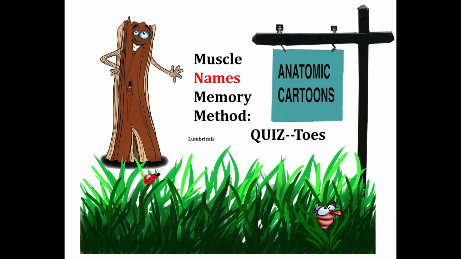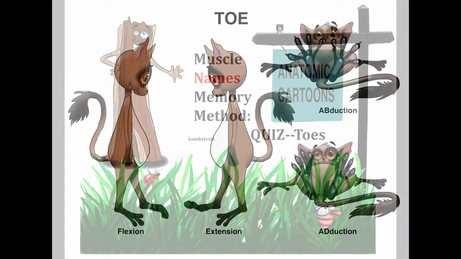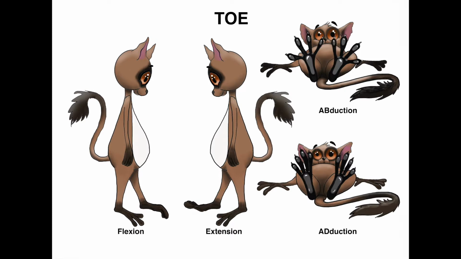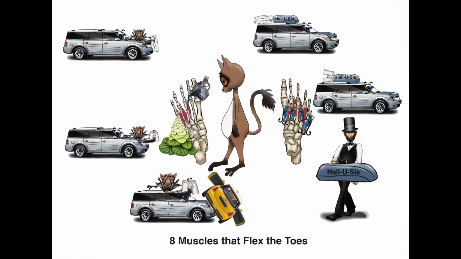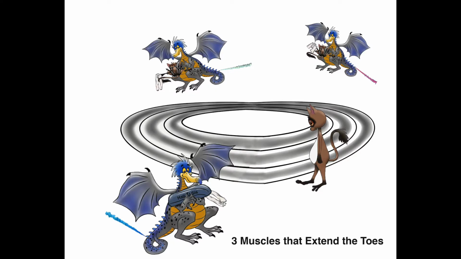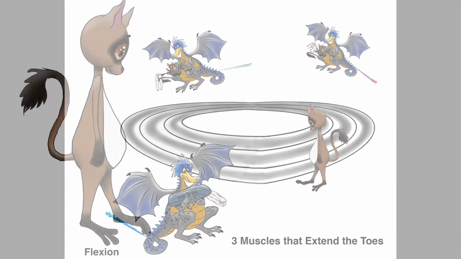This video about muscle names reviews the muscles moving the toes and gives quizzes to strengthen your memory. The two videos we summarize, toe extension flexion and toe adduction abduction, introduce 12 muscle names and 4 toe actions. We will now review the 8 muscles that flex the toes, plus the 3 muscles that extend the toes.